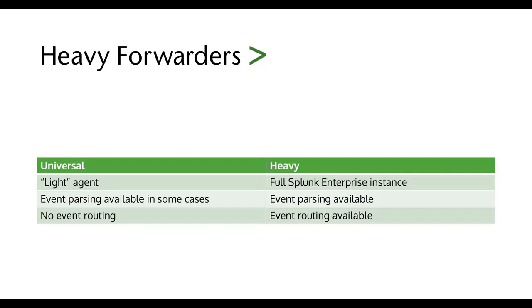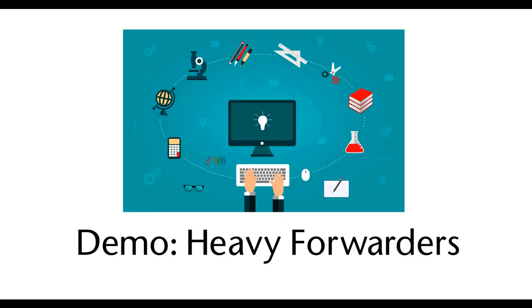So let's talk about some basic differences between universal and heavy forwarders. Universal forwarders, remember, are the light agent. There's event parsing available at the source in some cases, but no event routing available on universal forwarders. Heavy forwarders are a full Splunk Enterprise installation, and we can parse and route data at the source with heavy forwarders. Let's take a look at how to install and configure a heavy forwarder in a Windows and a Linux environment. And by the way, when we do the Windows environment, the reason I'm not doing Mac environments is because it's exactly the same as the Windows environment, except you'll download a DMG file instead of an MSI file.